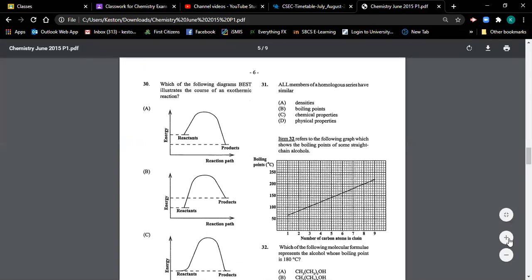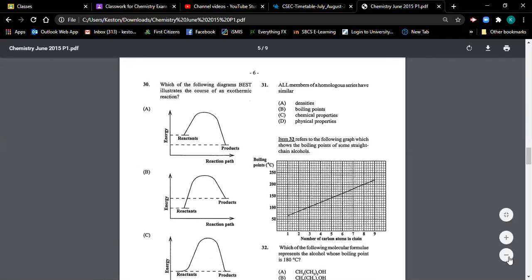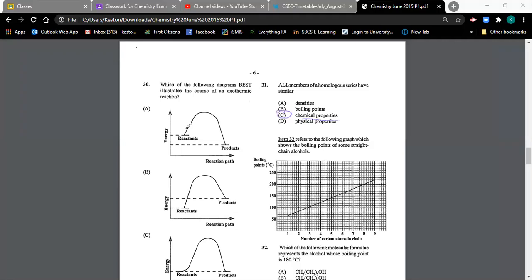Right, 31. All members of the homologous series have similar what? Densities, boiling points, chemical properties, physical properties. Which one is it? Jadon, Navin, good. Guys, you want to take a shot at it? Cristiano, Kira, Cheyenne. Chemical properties is right.